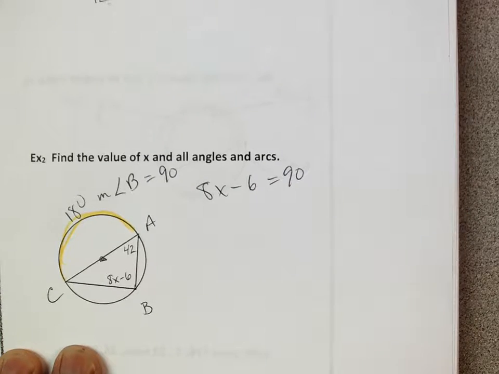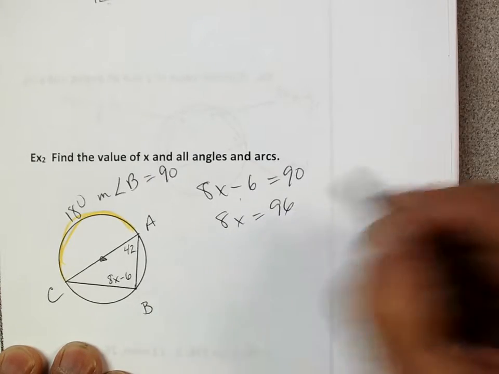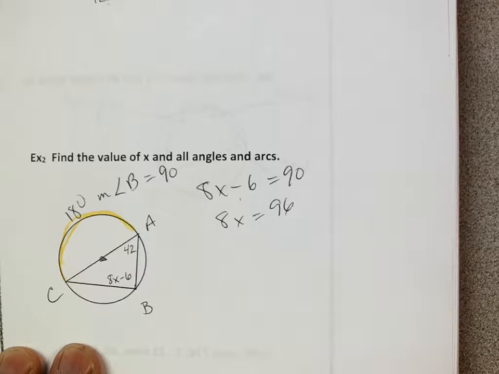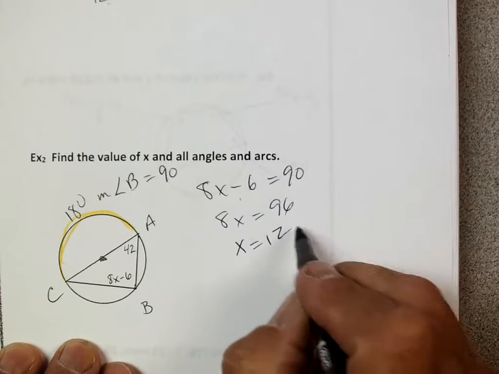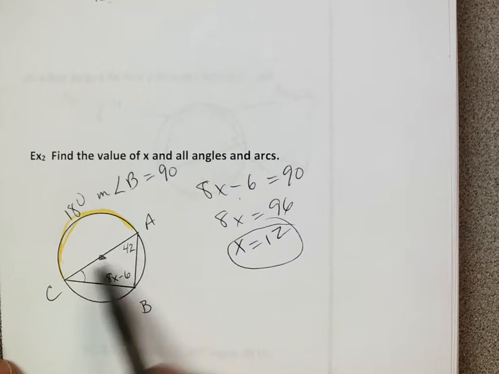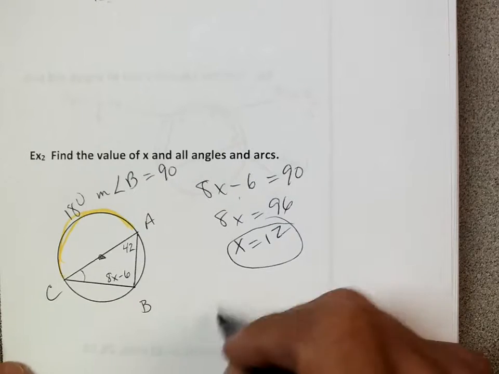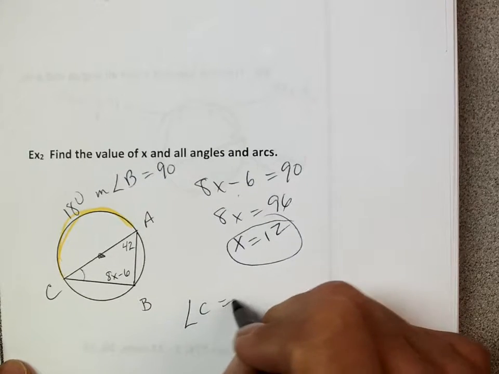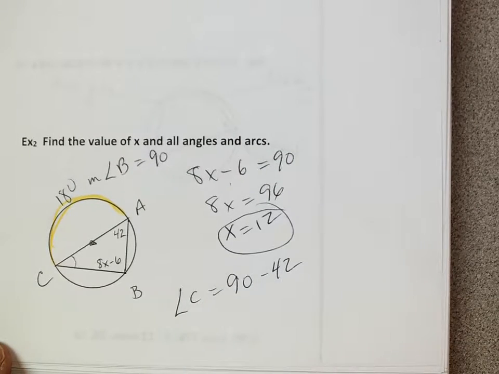Okay, and we'll just solve. 8x minus 6 equals 90. Plus 6 plus 6. 8x equals 96. Divide by 8, and that's 12. So x equals 12. Now the other angle I can find pretty easily from the fact that these two angles must add up to 90 together. So to find angle C, I'm just going to go 90 minus 42. I think that's 48 for angle C.